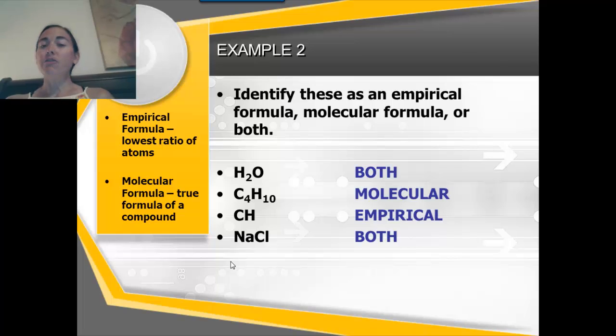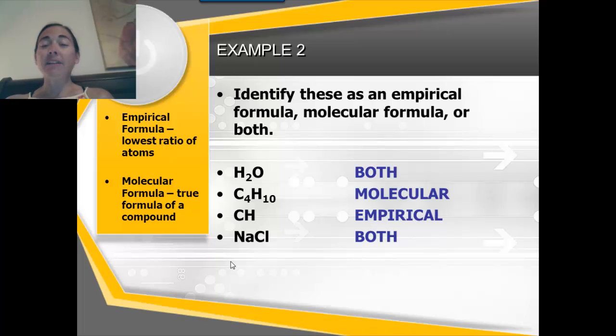The third formula is an empirical formula. CH represents a 1-to-1 ratio of carbon to hydrogen, but this is not an actual compound, so it represents only the empirical ratio, the lowest ratio of atoms in a compound.